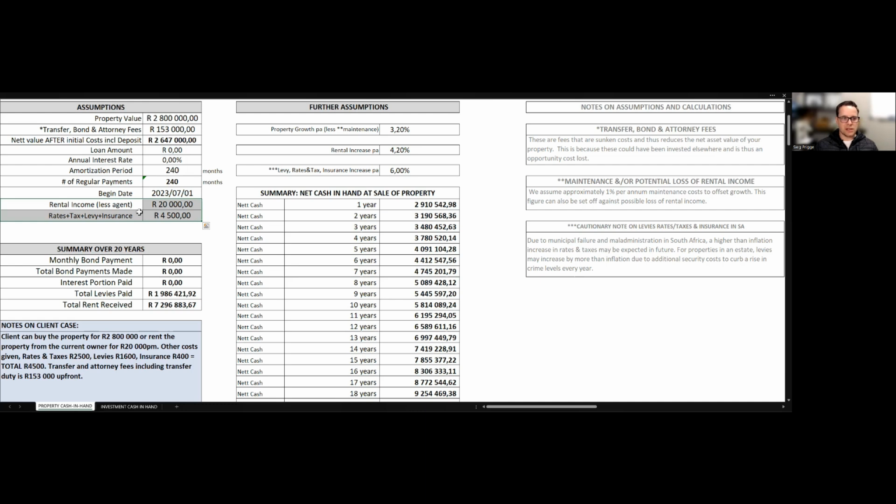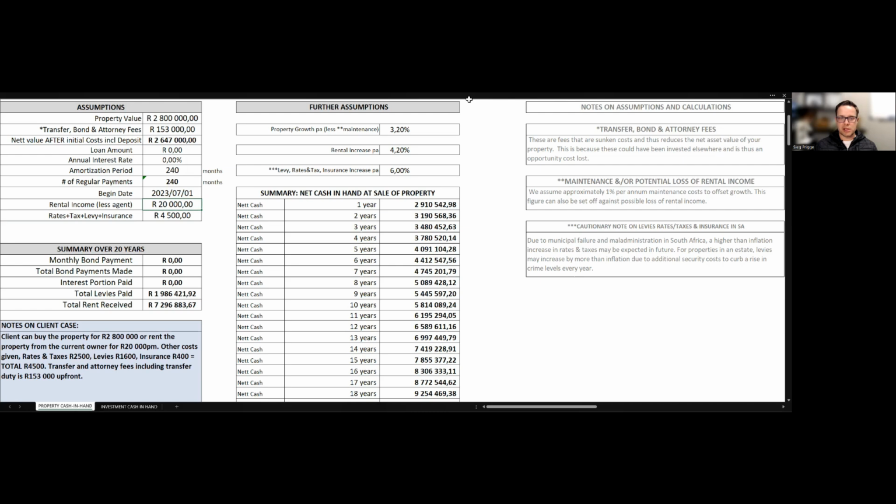The rates and taxes, levy and insurance for this property is 4,500 Rand, and this is given by the client. In other words, the rates and taxes is 2,500 Rand. If you look in this blue block, the levies 1,600 Rand and the insurance 400 Rand, and combined it's 4,500 Rand. So if you can just look back at the rent and the costs, if the client should rent this out, they'll get 20,000 Rand, and the cost of 4,500 Rand will have to be paid. So it's not a clean profit of 20,000 Rand.